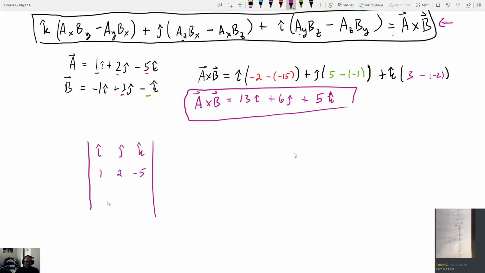And then the bottom one is negative 1, 3, negative 1. And these bars basically mean take the determinant of this matrix. Now, how many of you do not remember? I don't want to know who remembers. Who does not remember the determinant? Because I bet a lot of you don't.